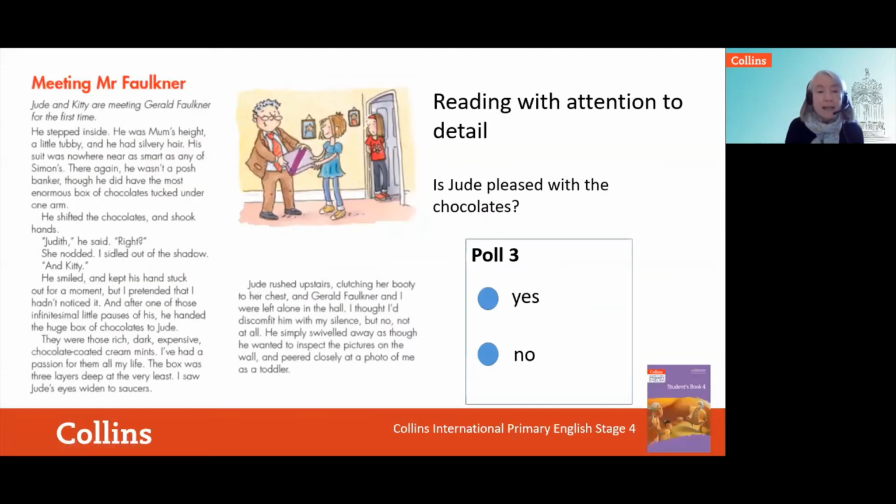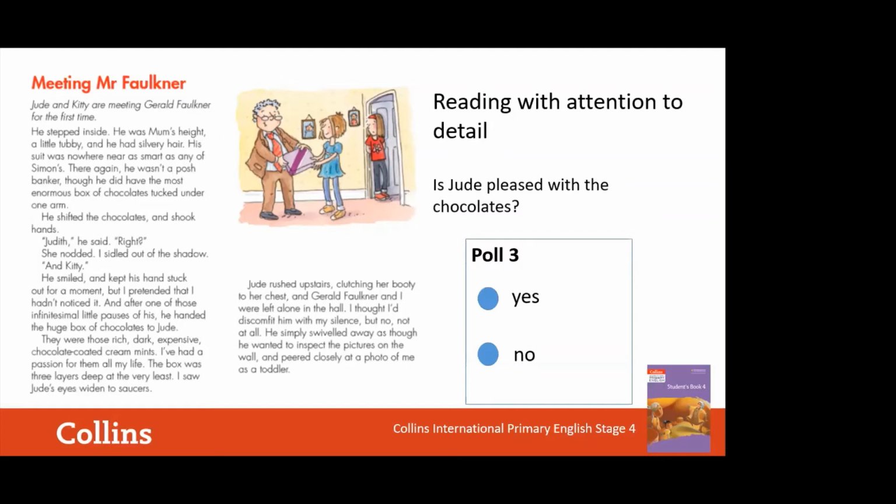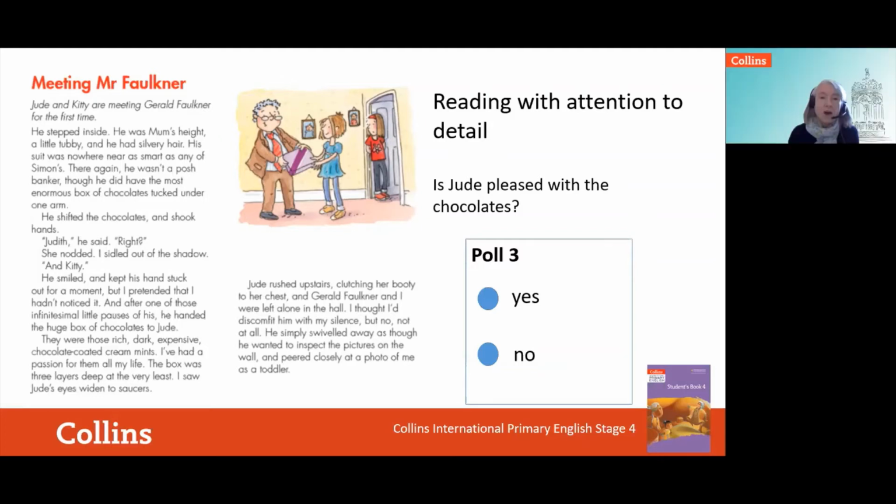So I'd like you to read this short piece of text and answer the question. Is Jude pleased with the chocolates? But let's give everybody a couple of minutes, Kim, before we put the poll up. So just skim read. Use your skim reading skills to skim read this and answer the question. Is Jude pleased with the chocolates? You'll notice that the author doesn't say explicitly whether Jude is pleased or not. We have to read and imply and work that out.